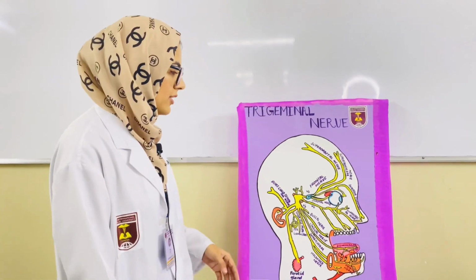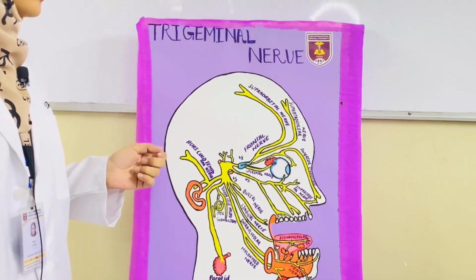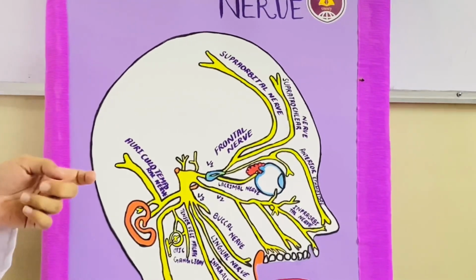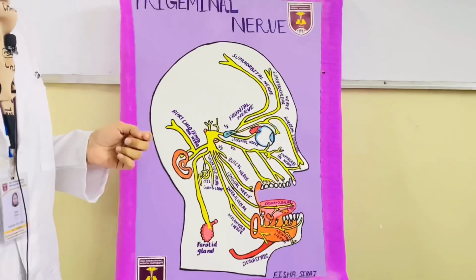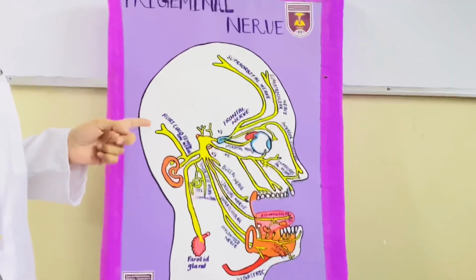Today I will explain the trigeminal nerve, which is the largest cranial nerve. It consists of three divisions, two of which are purely sensory, and the third one, which is the largest one, is a mixed nerve. First is the ophthalmic division. It has three terminal branches.